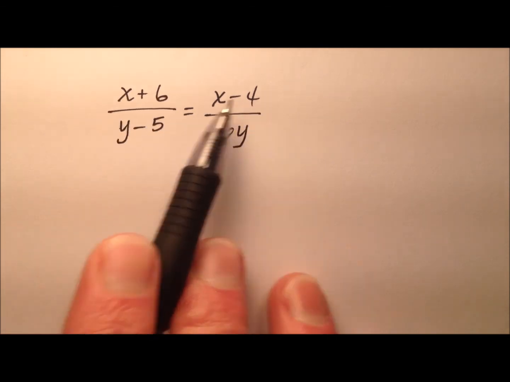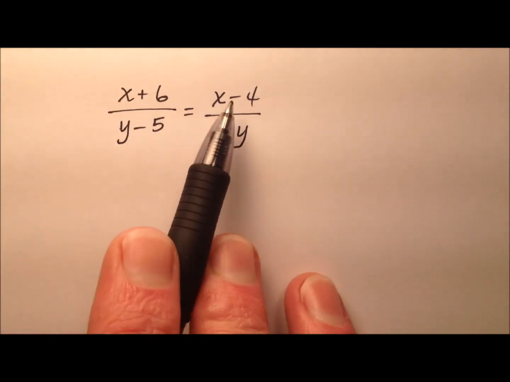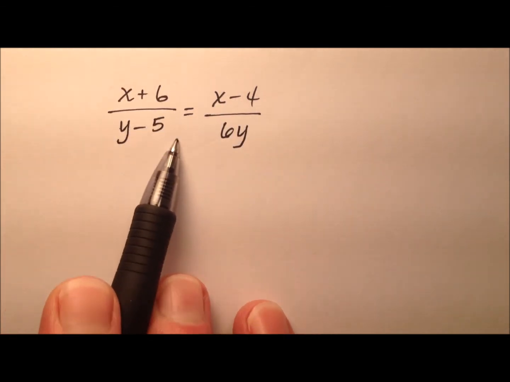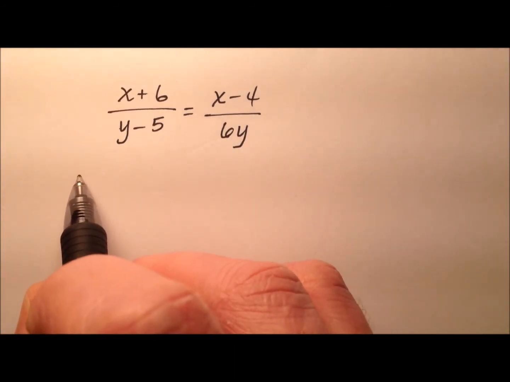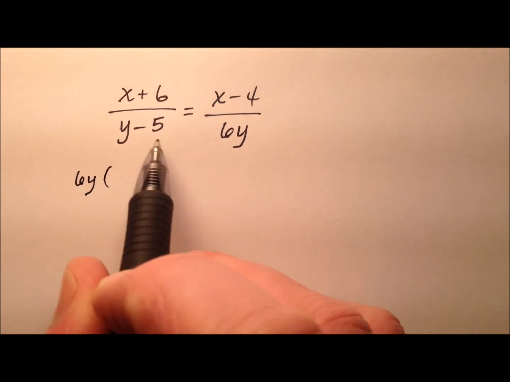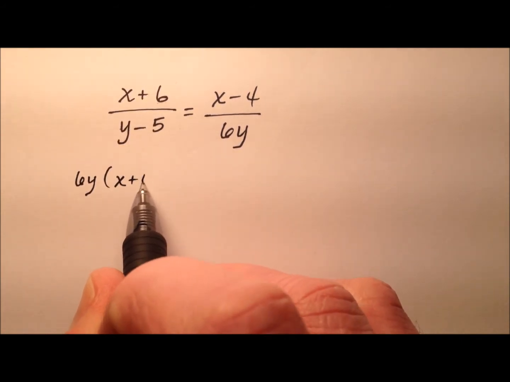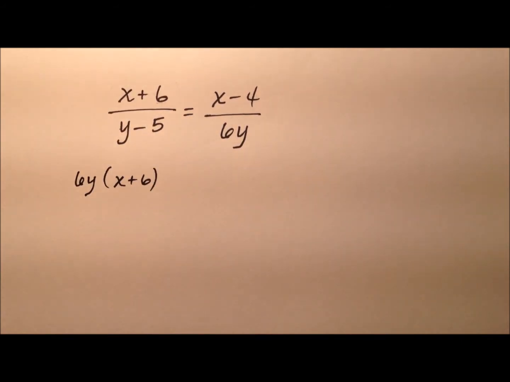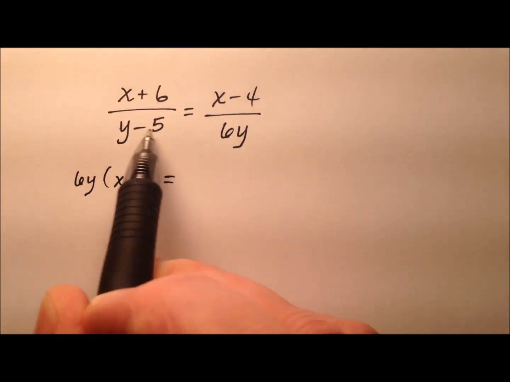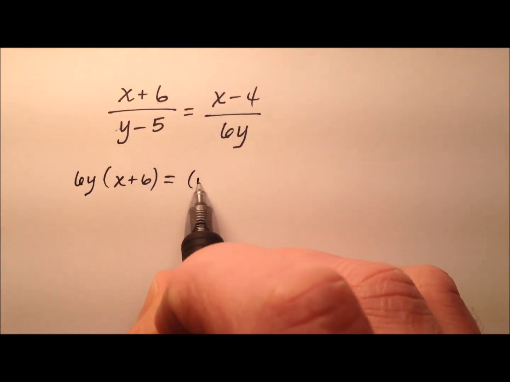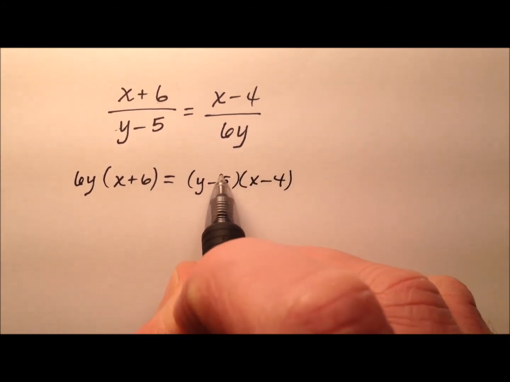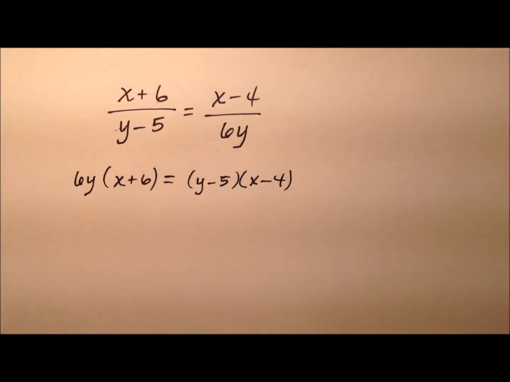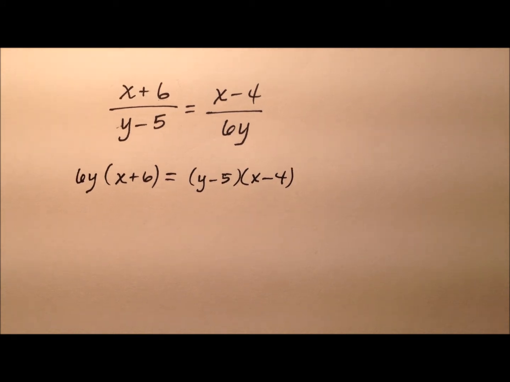And because a lot of these look like binomials, two terms, we need to make sure we put parentheses around them during the multiplication process. So let's start with this one. So we have 6y, and we're going to multiply that by the x plus 6. So we make sure to put that x plus 6 in parentheses. And that will equal, and we have these two binomials, so y minus 5 multiplied by x minus 4. And once again, we're solving for x this first time.